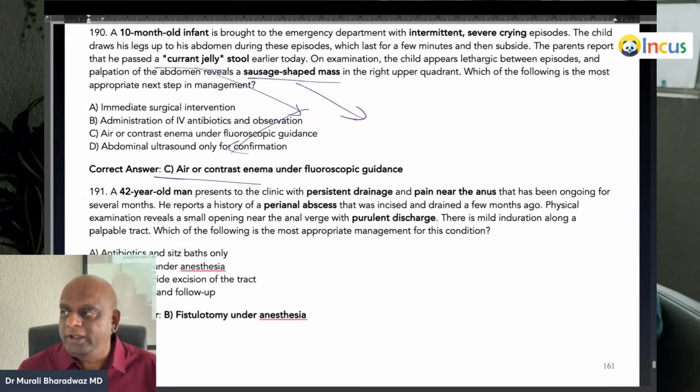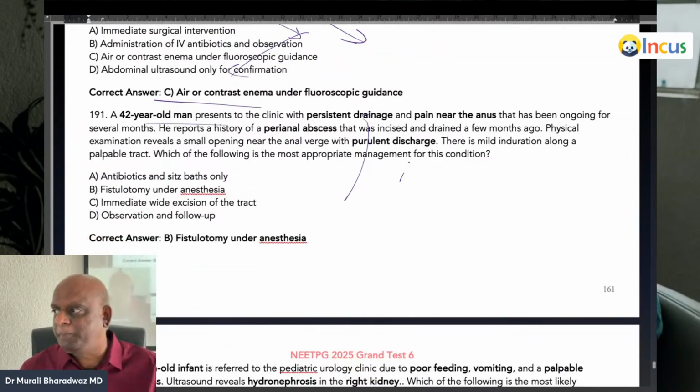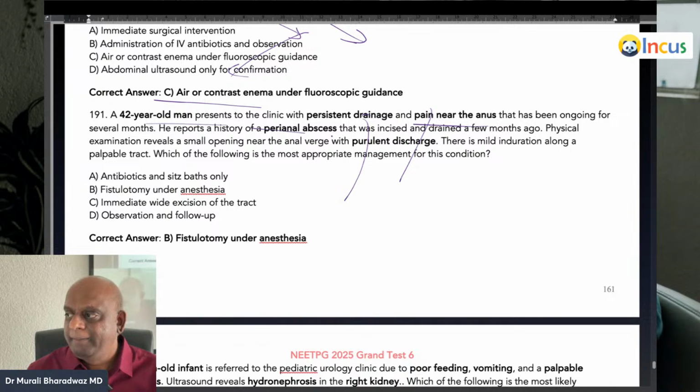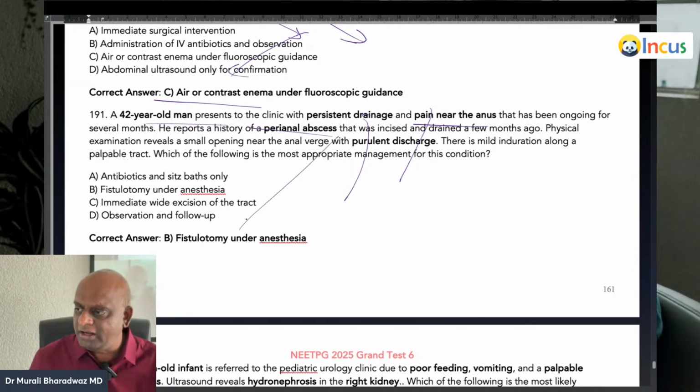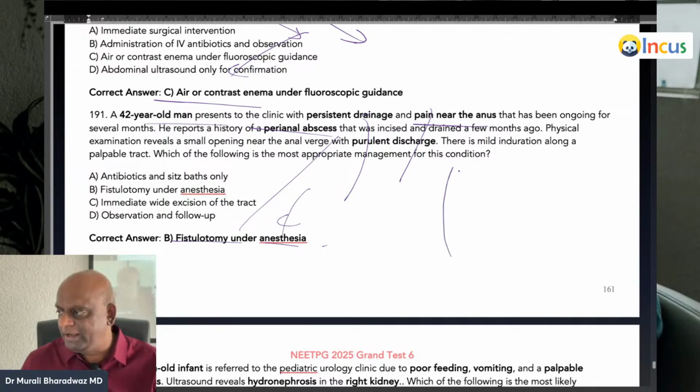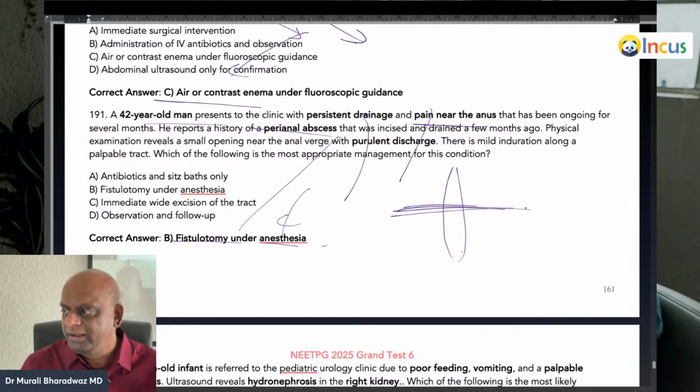Then 42-year-old with persistent drainage and pain near the anus, perianal abscess, fistula in ano. So anal fistula: fistulotomy under anesthesia. Goodsall's rule, you should know. Typically in the anal canal, there is a transverse plane.